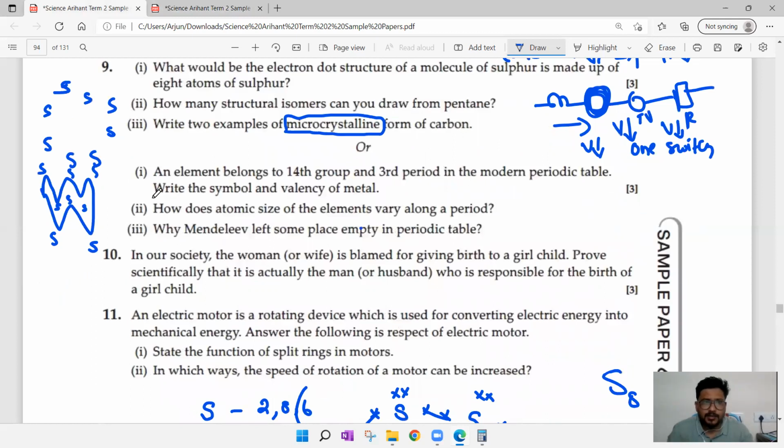Next, internal choice. An element belongs to 14th group and 3rd period in the periodic table. Write symbol and valency of the metal. Of metal they are talking. Okay.